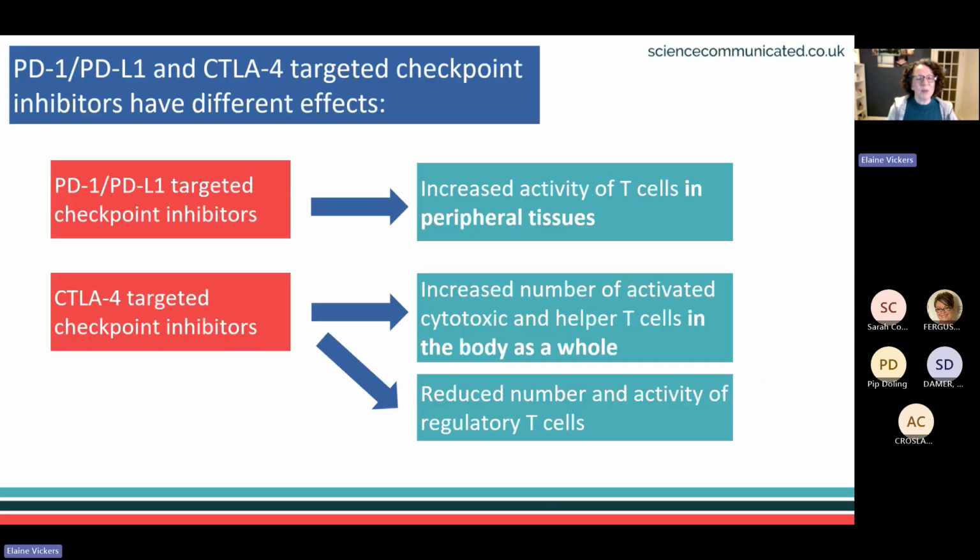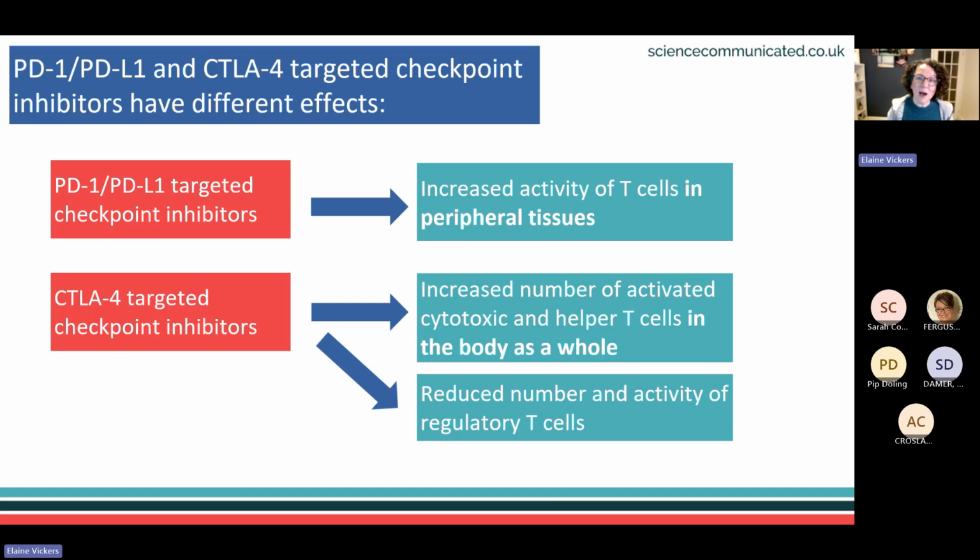The PD-1 and the PD-L1 antibodies are all doing the exact same thing. They're preventing the connection between PD-1 and the PD-L1, and they have an impact on T cells that have left lymph nodes and that are in organs and tissues.